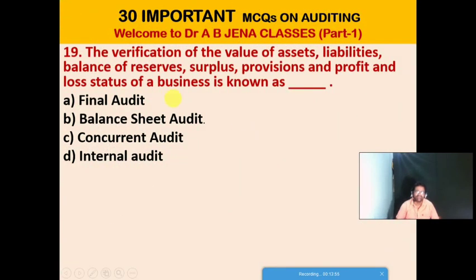So next one, MCQ. The verification of the value of assets, liabilities, balances of reserves, surplus, provisions, profit and loss status of a business firm is known as what? A. It's a final audit, B. It's a balance sheet audit, C. It's a concurrent audit, D. It's an internal audit. Friends, B is the right option for this MCQ. It's the balance sheet audit. So B is the right option.